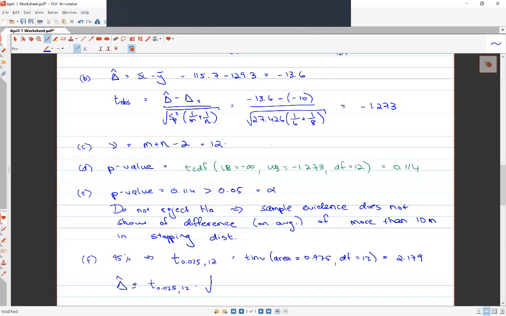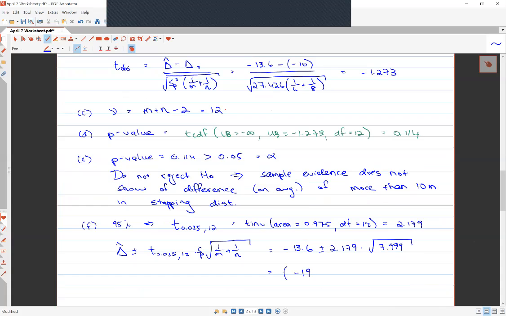And now when you calculate your confidence interval, you use this pooled estimate of variance to do that, which in this case, if I do that specific calculation, let me write it this way. We get a confidence interval of negative 19.763 to negative 7.437.